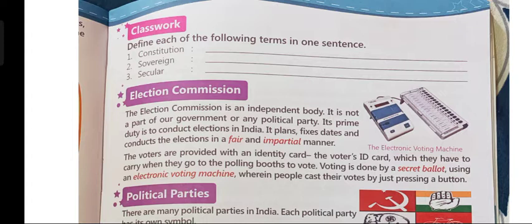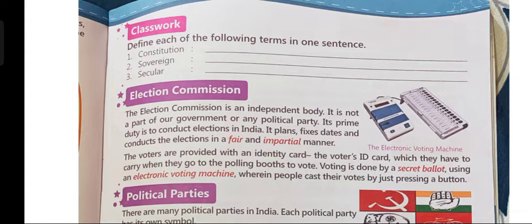Now, the most important function or duty of Election Commission is to conduct elections in our country. So, it plans how to conduct elections. It fixes dates as to when to conduct elections, and then it conducts the elections in a fair and impartial manner. Fair and impartial means not favoring any particular party and treating everyone as equal. So, children, this is the most important function or duty of Election Commission, that it has to conduct elections in our country in a fair and impartial manner.